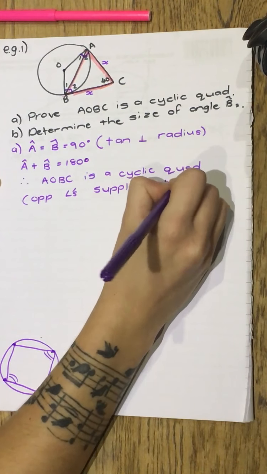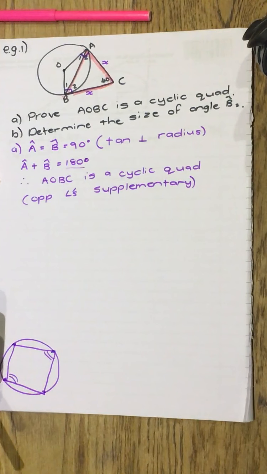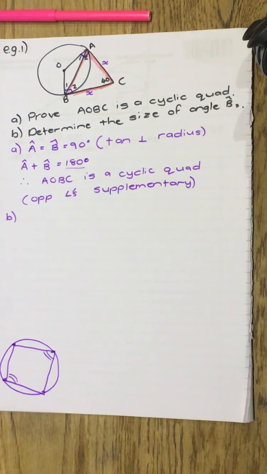Okay, and remember once again, supplementary means they make 180 degrees. So that was very simple in answering. You'll probably get more complicated ones, but just keep in mind those 3 ways to prove that something is a cyclic quad.